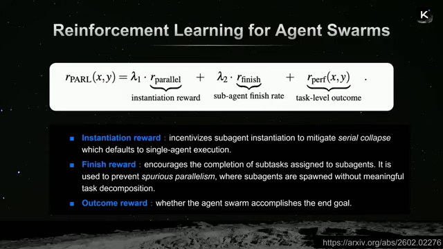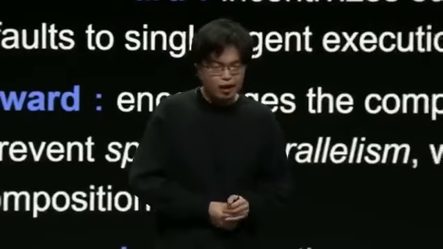And of course, we use the same decay strategy. We use a relatively high weight at the beginning of training, and we decay it to a relatively low weight at the end of training. And of course, the third term is the standard outcome reward. It measures whether the entire task is completed. And then we add these 3 terms in our reinforcement learning system.